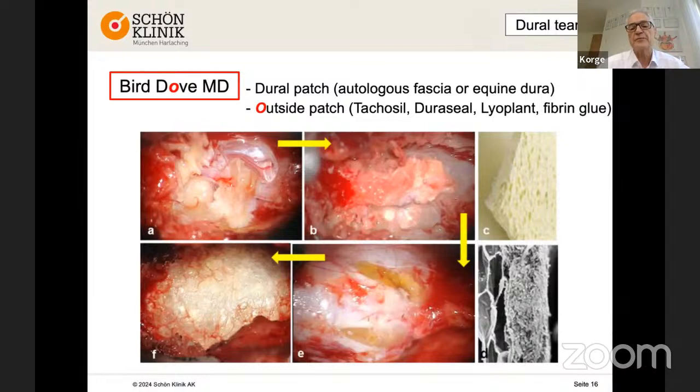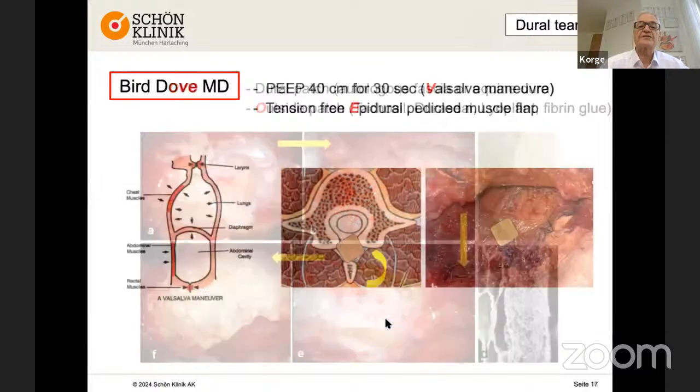If you have a very small hole, you do not have to suture this hole. You can just do a monolayer or even a double layer of an outside patch. But in this situation, if you have closed this here and closed this here, you have an inside patch here, close it by suturing and make an outside patch as well.